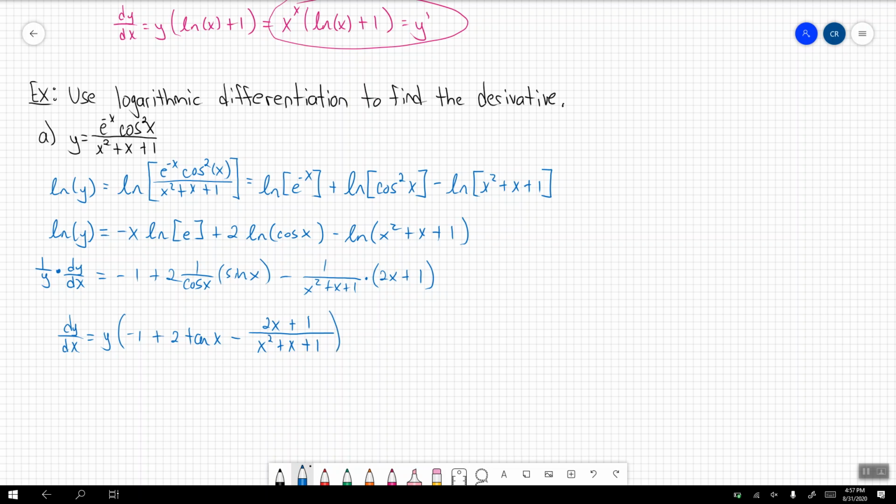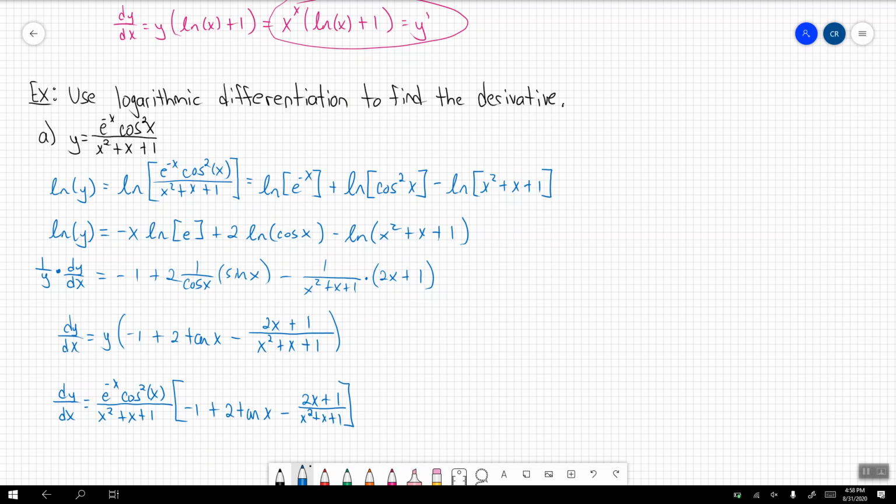And our final item is to insert what y is. So we already know what y is. Y was given to us at the very beginning. So we know that this dy dx needs to be e to the power of negative x times cosine squared of x, divided by x squared plus x plus 1, multiplied by negative 1 plus 2 tangent of x minus 2x plus 1 all divided by x squared plus x plus 1.